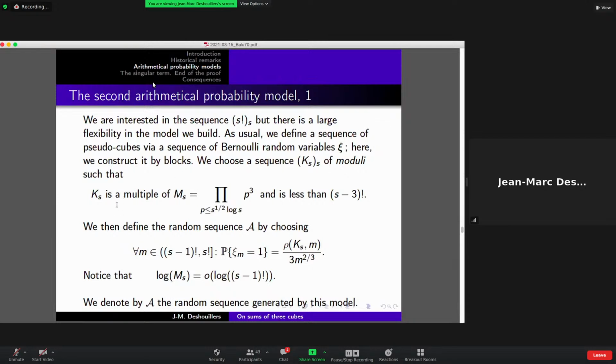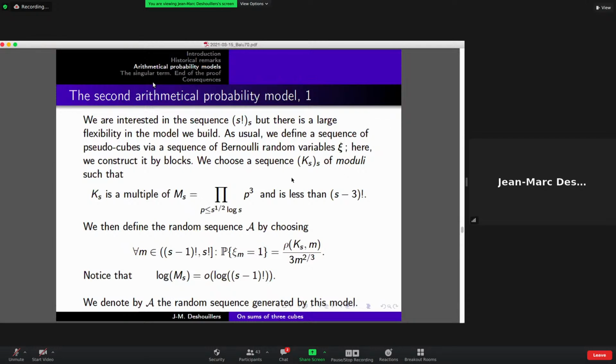Now we take ks, which will depend also on that. Of course it has to be a multiple of ms, because we are interested in saying something for the multiples of ms. And you can choose whatever you wish, which is a multiple of ms and which is less than s minus 3 factorial. So you have really a large choice in that, and the result will be independent of the choice of ks, except that you will ask ks to go multiplicatively to infinity, but it's not even requested.